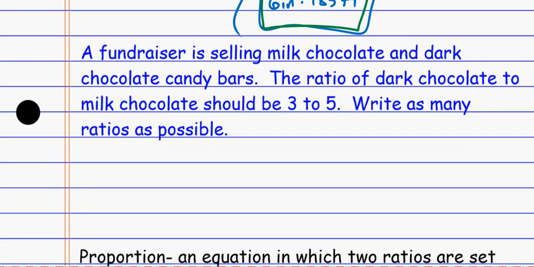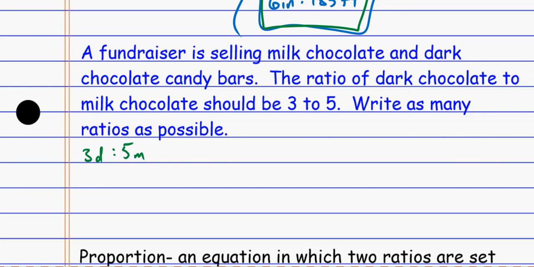If we look at something like this, a fundraiser is selling milk chocolate and dark chocolate candy bars. The ratio of dark chocolate to milk chocolate should be 3 to 5. Write as many ratios as possible based on this. So the first ratio is given to us. It's 3 to 5. And again, if you want to write it this way, it would be 3 dark chocolate, we have less of those, to 5 milk chocolate. That would be one of the ratios that we had.